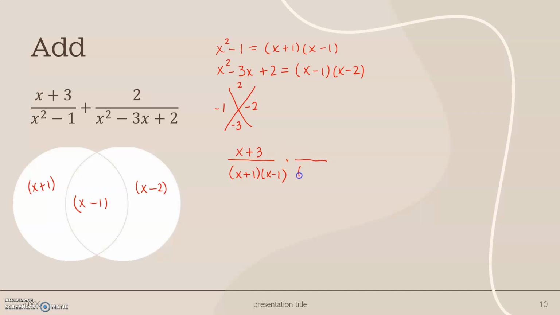So I'm going to multiply this fraction by x minus 2 over x minus 2. This is the one that's missing from that first fraction. And if I look at that second fraction, and I write it in factored form, the thing that's missing from the second fraction is an x plus 1.